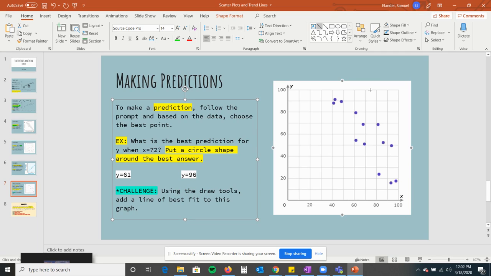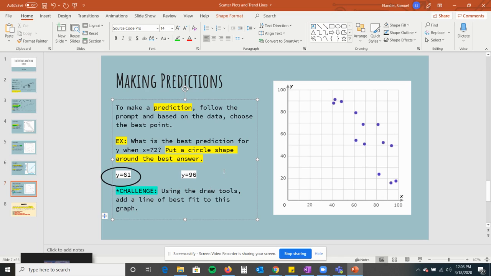Well, if it was up here, that'd be an outlier. That wouldn't really follow our trend, would it? So it's got to be 61, right? So if x is 72, we can assume y is going to be somewhere around 61. And it's not exactly 61, right? We're guessing. But we're using the scientific process to make an educated guess.